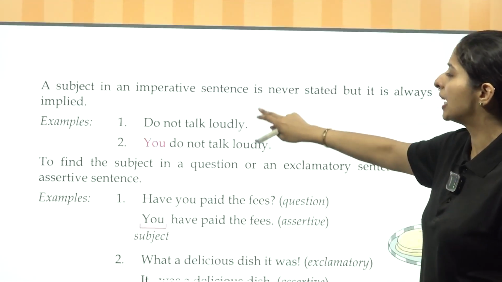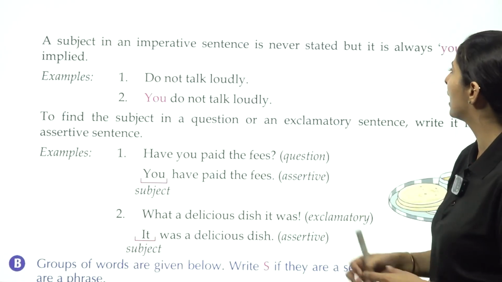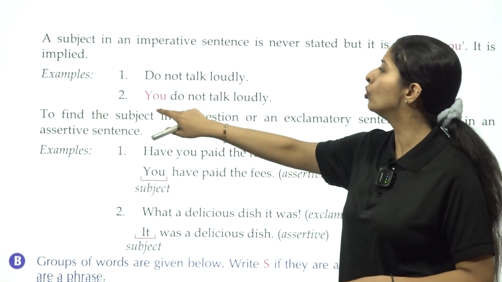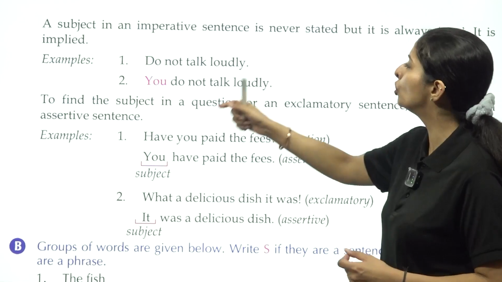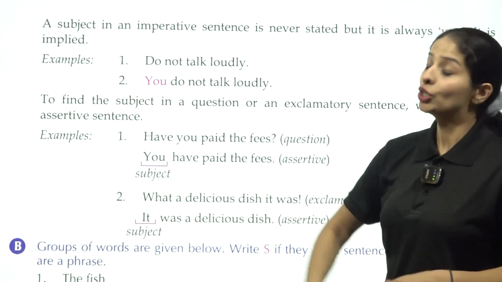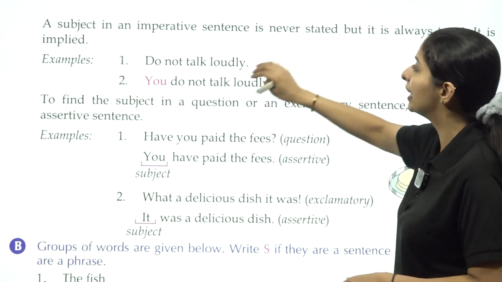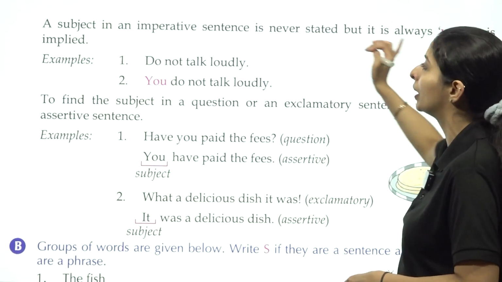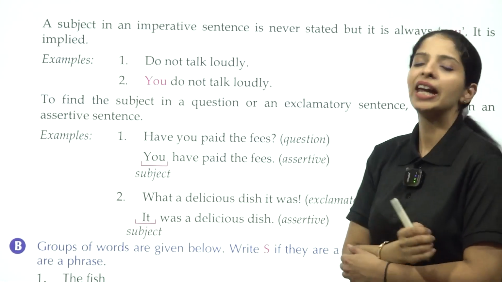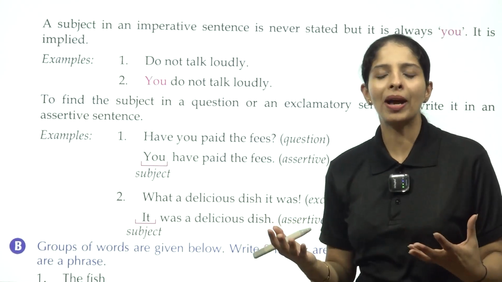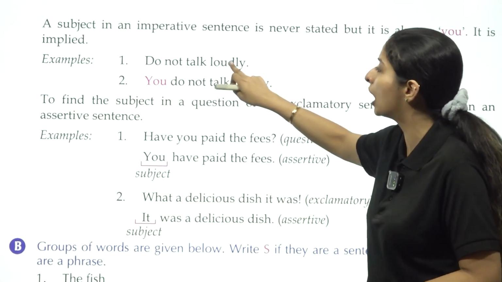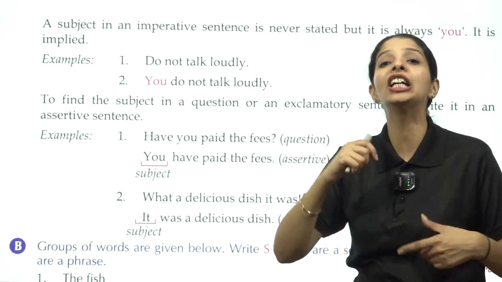A subject in an imperative sentence is never stated, but it is always "you." Example: do not talk loudly. You do not talk loudly. So that "you" is implied. It is not mentioned here who, but it is you. So in "do not talk loudly," the subject will always be "you."